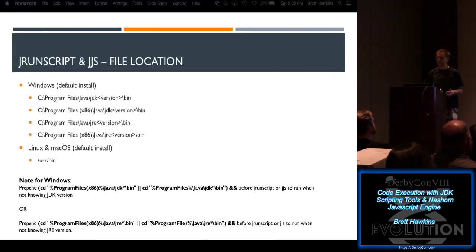As far as where these files are located, on Windows, on a default install, it's within your Program Files directory, then Java, and then whatever the JDK or JRE version is. On Linux and macOS, default installs are in /usr/bin. Just a note for Windows, if you don't know what version of JDK or JRE is installed and you want to call JRunScript, this bolded text you can put before it and it'll just automatically choose the right one.